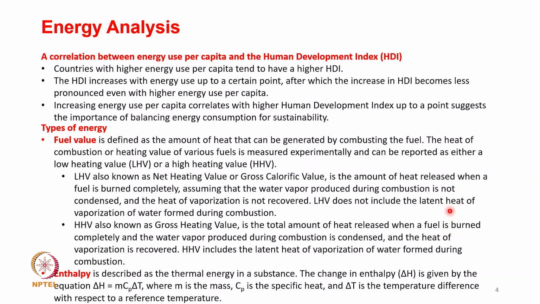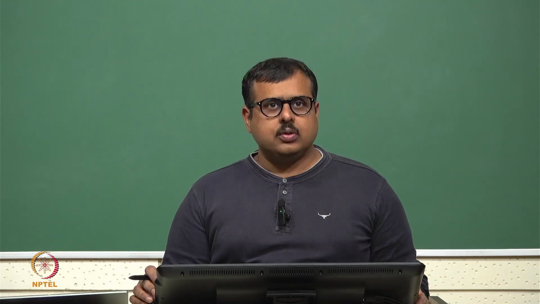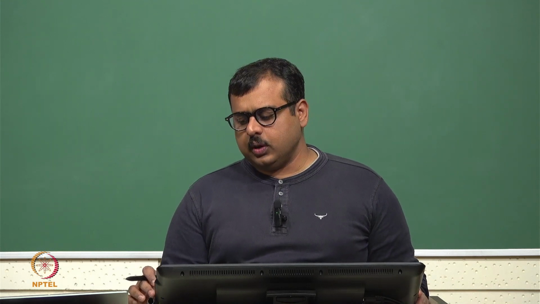So, now with this we can of course recall the definition of enthalpy, which we typically tend to use. Enthalpy is described as the thermal energy contained in a substance. The change in the enthalpy is given by the equation delta H is equal to m Cp delta T, where m is the mass, Cp is the specific heat, and delta T is the temperature difference with respect to a reference temperature. So, this is very important, and we all know this. I think many of your thermodynamic courses or basic mass balance courses would have taught you.